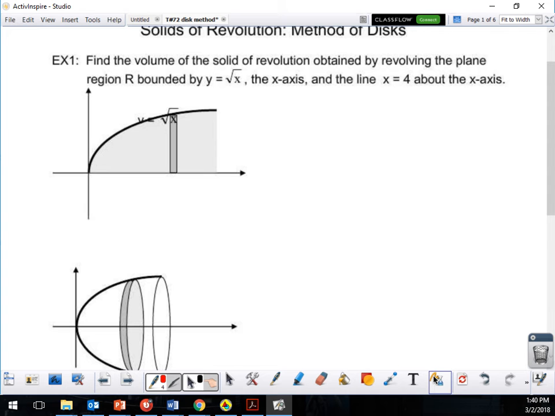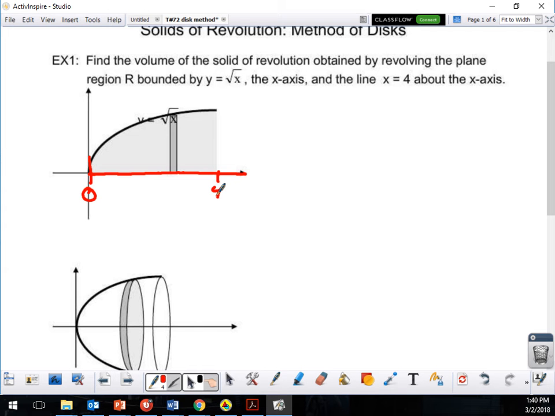So let's take a look at this one right here. How would I go about setting this one up? It says find the volume of the solid of revolution obtained by revolving the plane region R bounded by this, the x-axis, and x equals 4. So the x-axis means my lower bound is what? 0. This is my A, so that's 0. And my upper bound is 4.